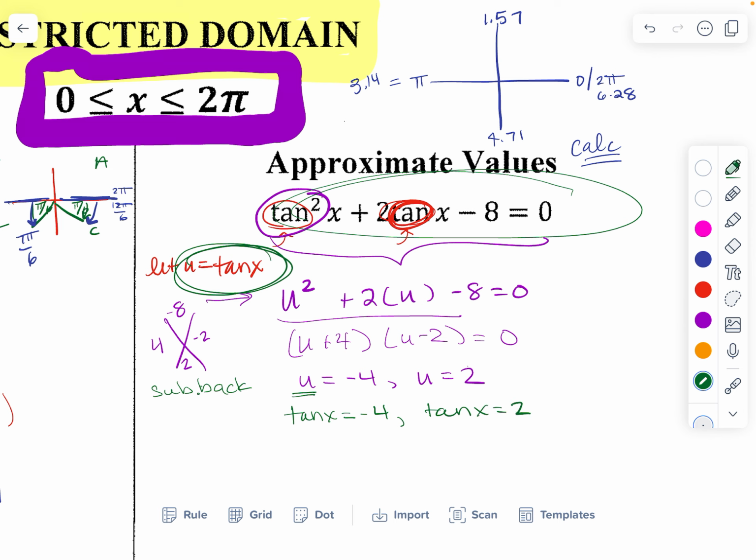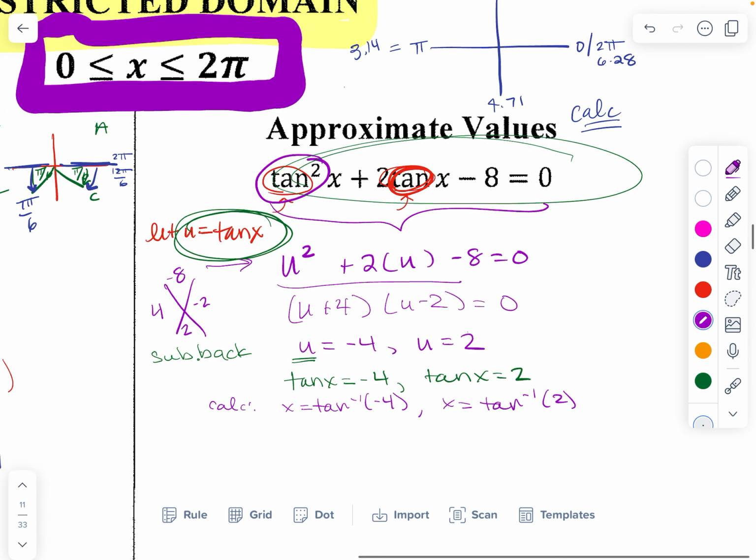So now let's talk about, okay, what values would tangent x equal -4 at? What values would tangent x equal 2 at? Okay, so if I'm using this, we're going to use your calculator. So in your calc, we're going to get that tangent to the other side. So we're going to take the inverse tangent on both sides. So x equals the inverse tan of -4, and x equals the inverse tangent of 2.